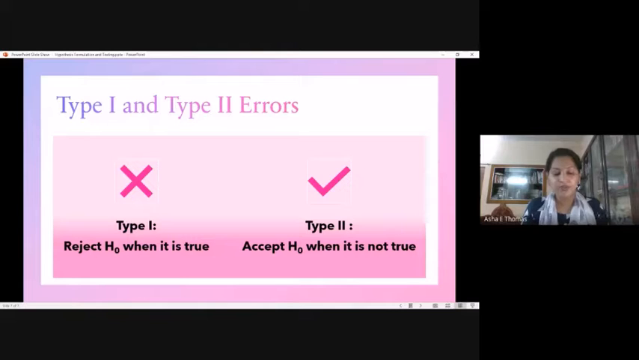Null hypothesis generally establishes a relationship between two variables, and when we are trying to reject the null hypothesis, indirectly we are accepting the alternative hypothesis. Null hypothesis is expressed as H naught. Alternative hypothesis is generally expressed as H1.